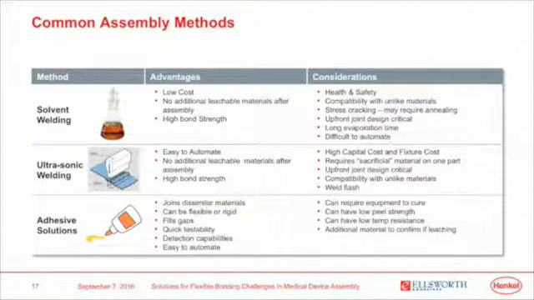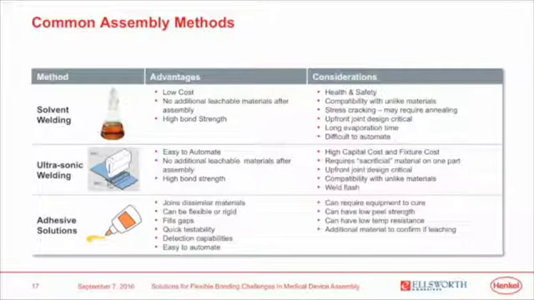Moving to the second type of assembly method, ultrasonics, again, a very common method used in medical device assembly. This is a method that is relatively easy to automate. It does require capital equipment. And like the solvent welding option, it does offer very high bond strengths.